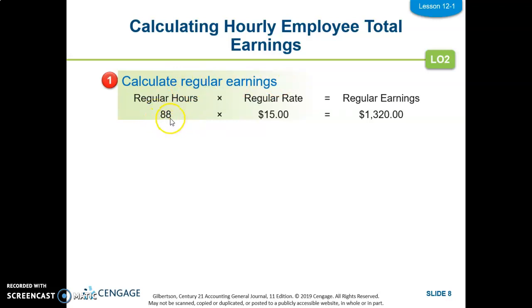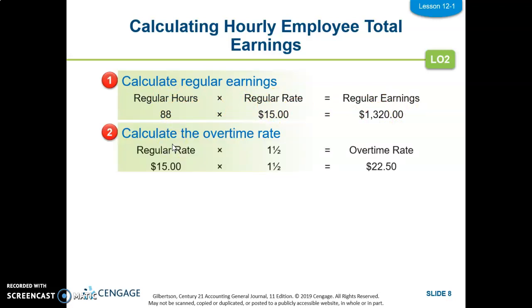So they were apparently semi-monthly because they worked 88 hours, no overtime during that time because it was 8 hours a day for 11 days in that pay period. So regular hours times the rate. This rate comes from the employment contract when you first started. These hours come from the time card. I would probably write that in my notes. So 1,320. Then I calculate the overtime rate.